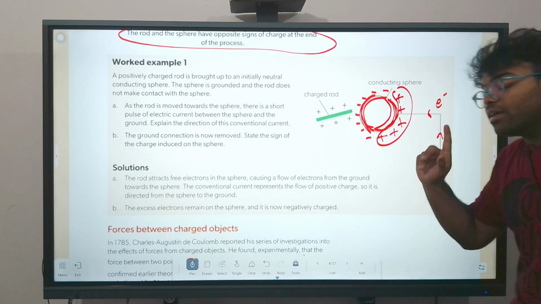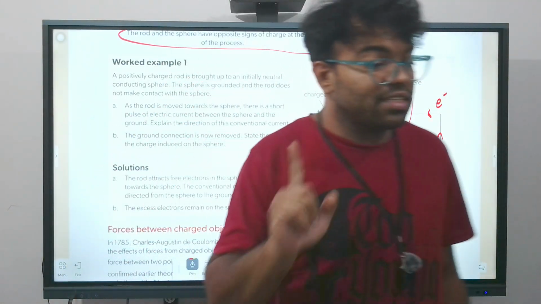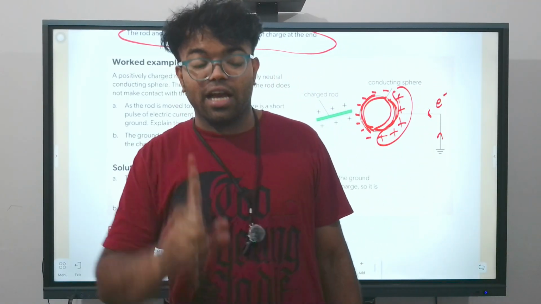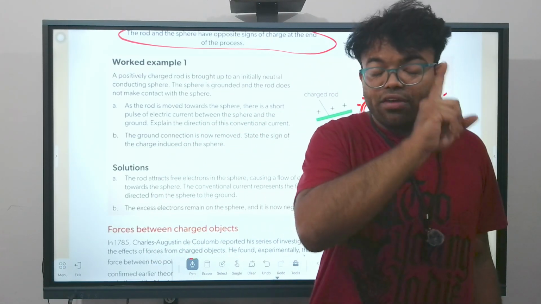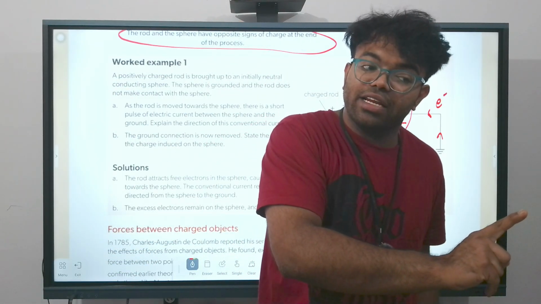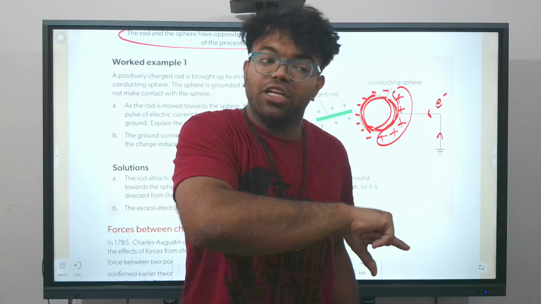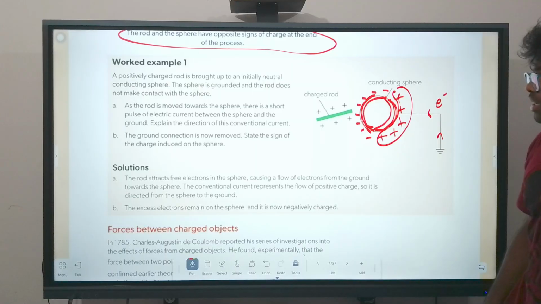The conventional current is always opposite to the flow of electrons. In current electricity we have done this. So if the electrons are moving from the negative terminal to the positive terminal in a circuit, then the conventional current will flow from exactly the positive to the negative terminal.